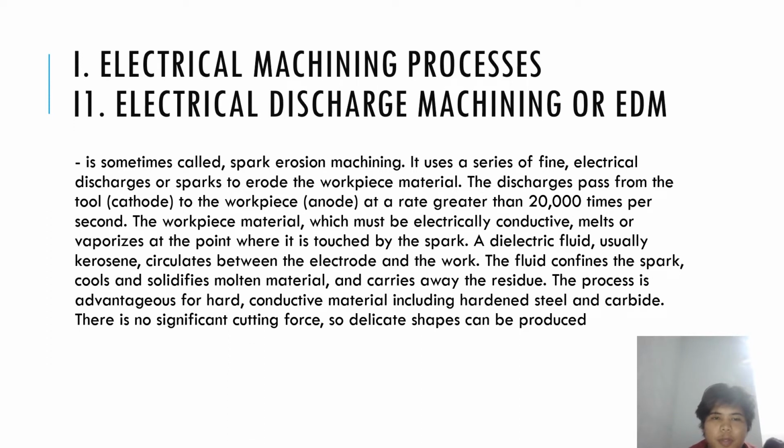Now we're going to talk about electrical machining processes. The first one we're going to talk about is electrical discharge machining, or EDM, sometimes called spark erosion machining. It uses a series of fine electrical discharges or sparks to erode the workpiece material. The discharge passes from the tool or cathode to the workpiece or anode at a rate greater than 20,000 times per second. The workpiece material, which must be electrically conductive, melts or vaporizes at the point where it is touched by the spark. So that's all for electrical discharge machining, or EDM.